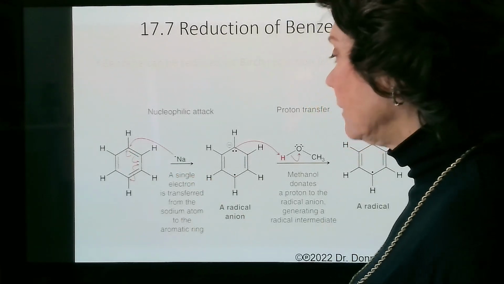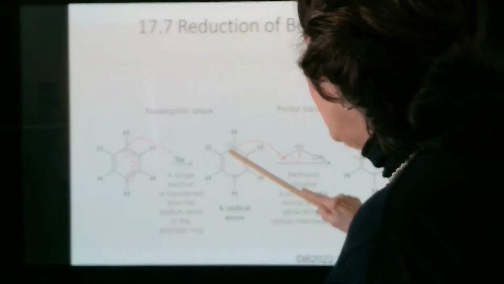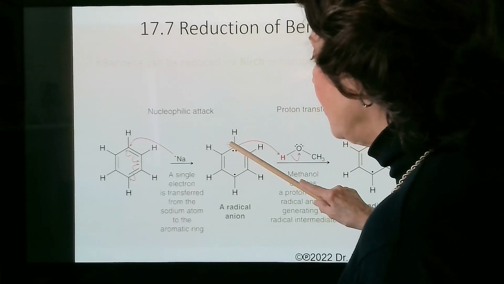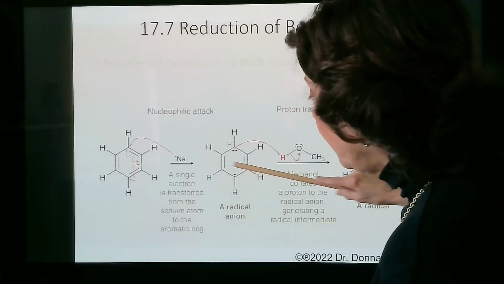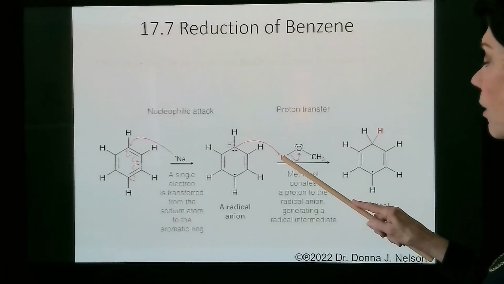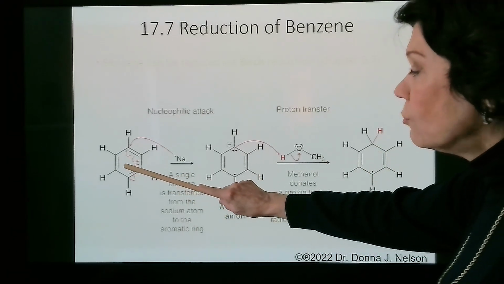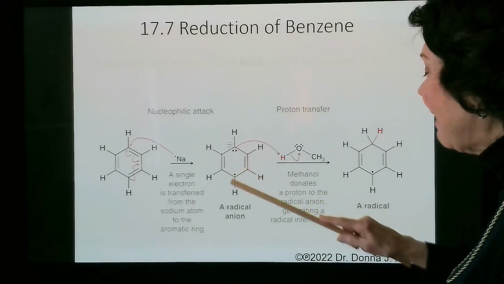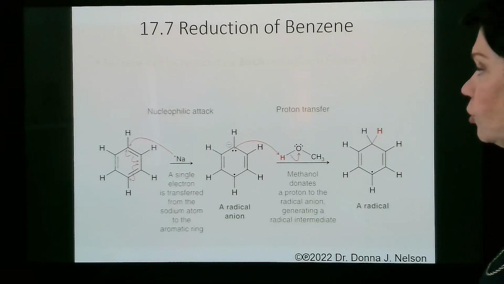a single electron to this carbon, forming a pair of electrons that constitutes a negative charge. You push these single electrons down to form the double bond, and you have an unpaired electron down here. This negative charge plucks a proton off of the methanol, and so now you have a radical. So you've gone through a neutral molecule, through a radical anion, and now into a radical, which is at the 4 position to the CH bond that was just formed.